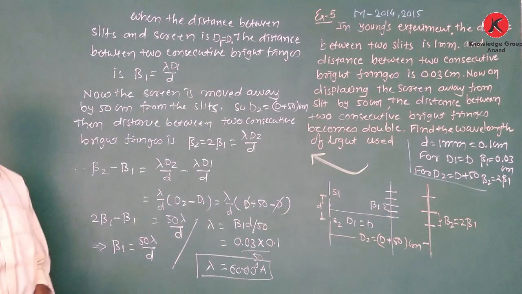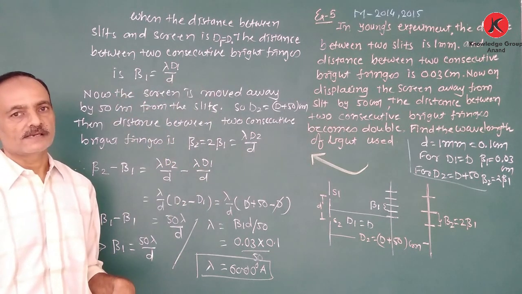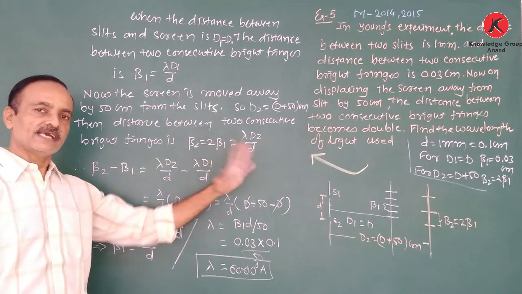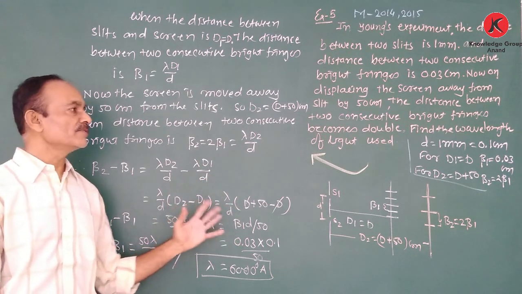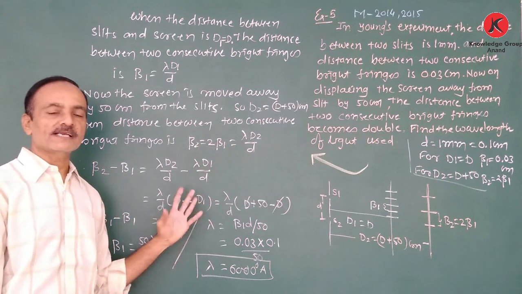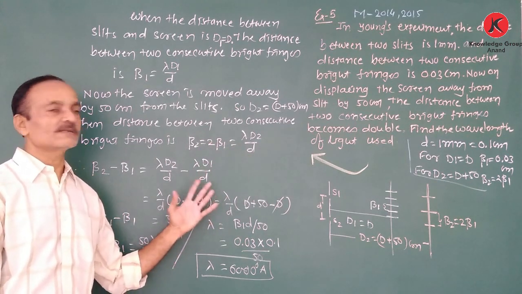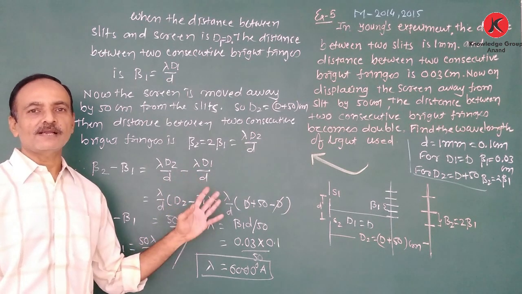So this numerical was asked two times in board exams 2014 and 15. So here this chapter 10 is completed with the numericals, where we also calculated some numericals asked in board exams. So the concept must be clear, so that any numerical on the basis of Young's experiment that is asked, we must be able to calculate.